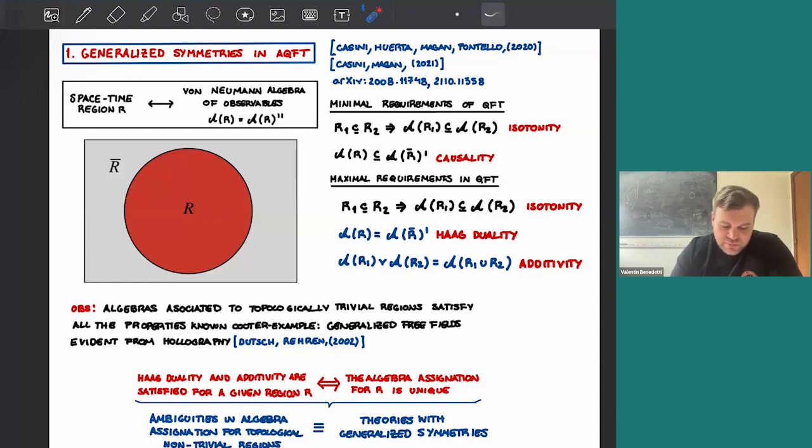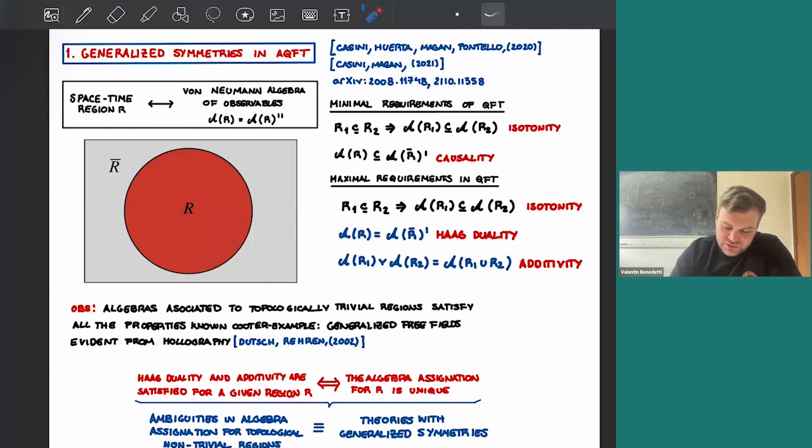And the main idea behind algebraic quantum field theory is that one wants to assign to any spacetime region R a von Neumann algebra of observables. By observables, I mean physical operators, gauge-invariant operators. And by von Neumann, that the double commutant of the algebra recovers the original algebra. There are also some minimal requirements imposed by quantum field theory on these algebras.